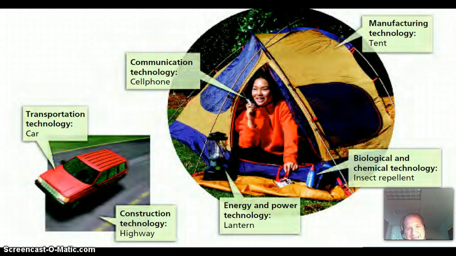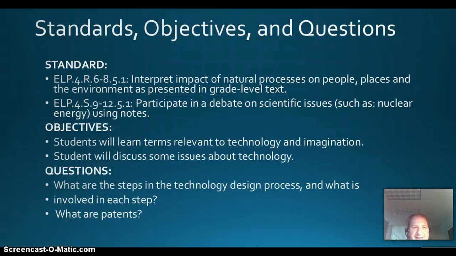Let's take a look at some examples of technology all around us. You got that tent. You got the insect repellent. You got the cell phone. All different types. So what we're going to do is look at how these processes affect us, and debate a little on scientific issues.